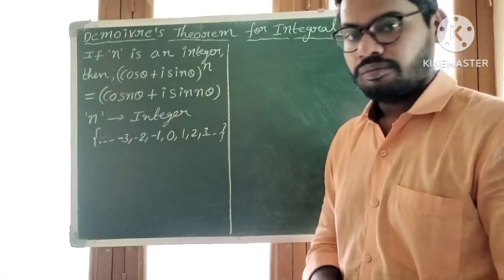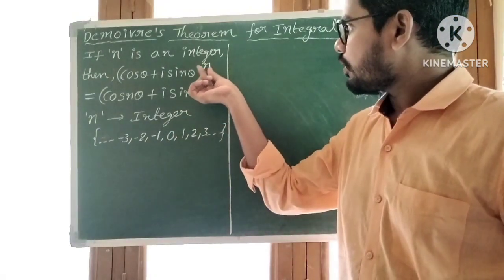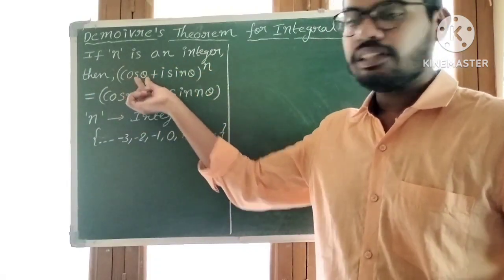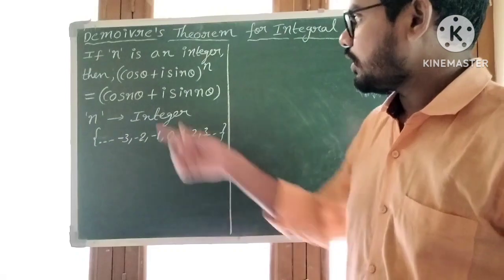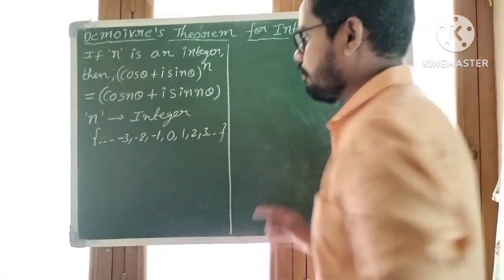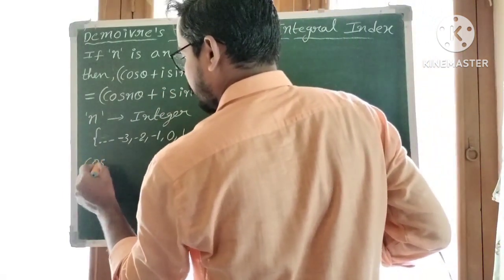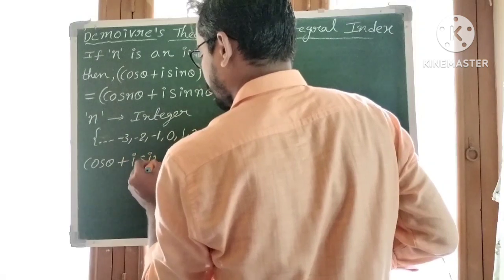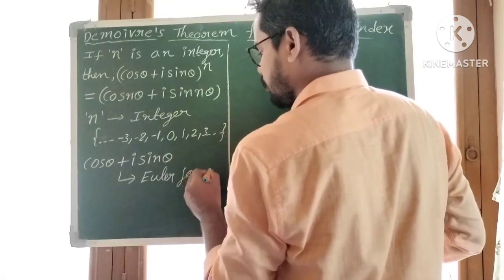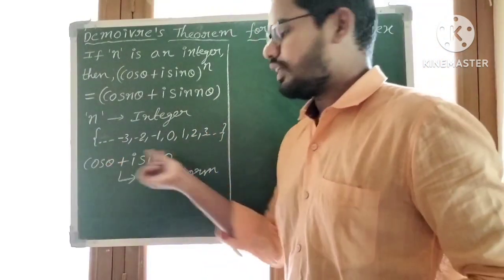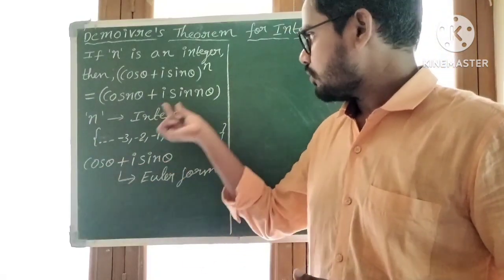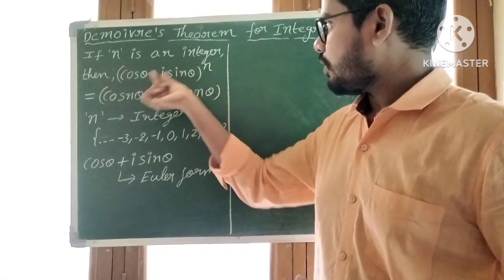Here the power is n. This power is multiplied with the argument theta. In a complex number, theta is called the argument. Cos theta plus i sin theta is called Euler form. Here theta is nothing but the input. So simply we multiply the power with the argument, according to De Moivre.